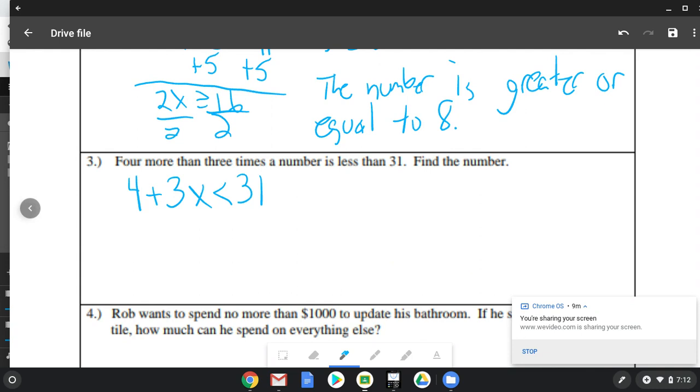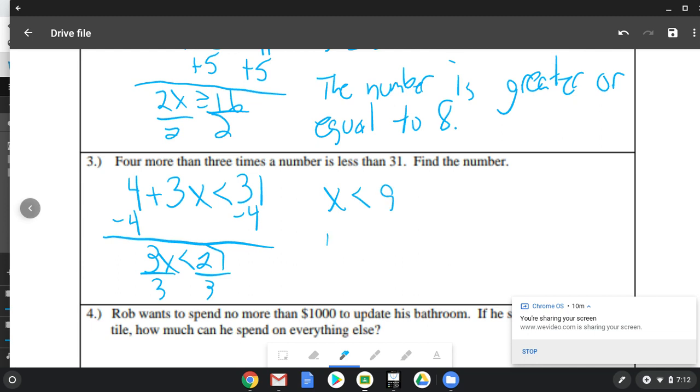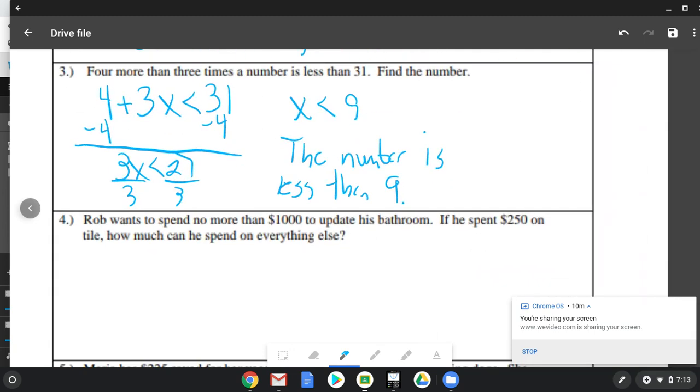4 more than, so it'd be 4 plus. 3 times a number would be 3x, and then less than 31 would be just the less than sign, 31. So we subtract 4, we get 3x, oopsie, that's a bad 3. We get 3x is less than, I think that's 27, divided by 3. And we get x is less than 9. So we'd say the number is less than 9. So that'd be our answer for number 3.